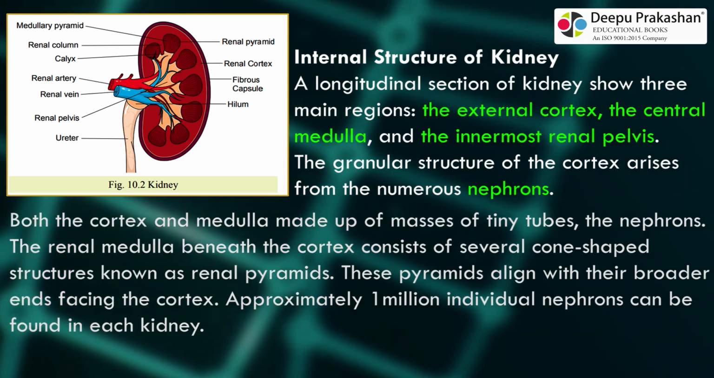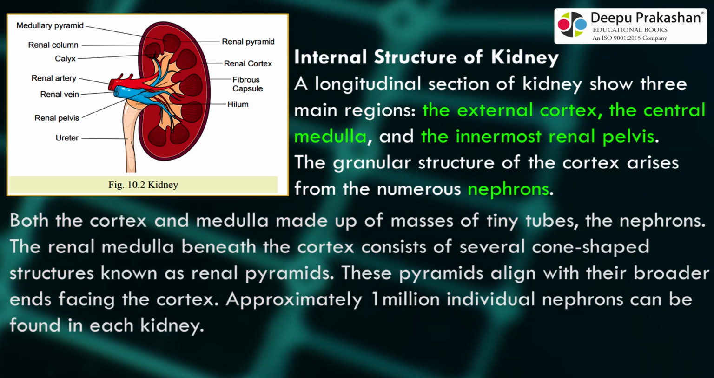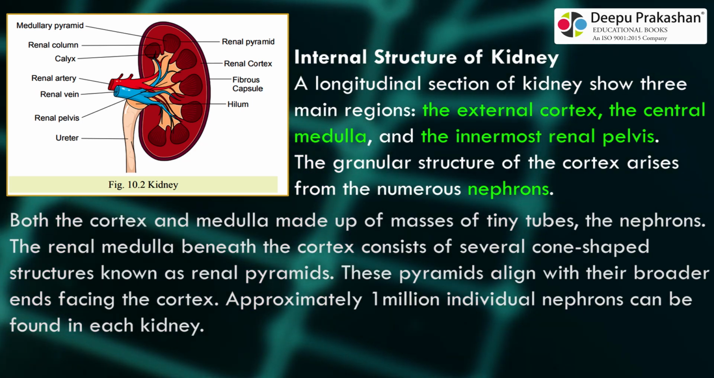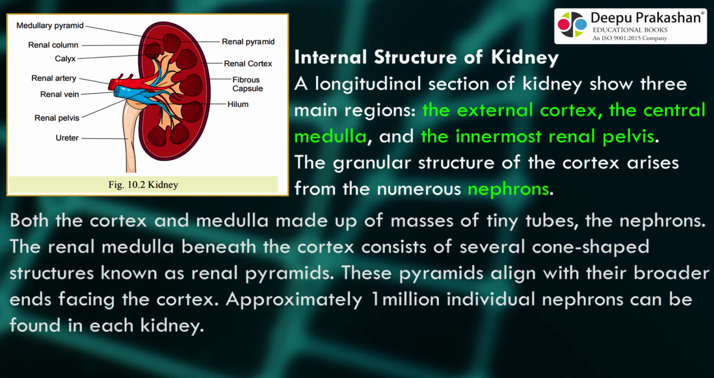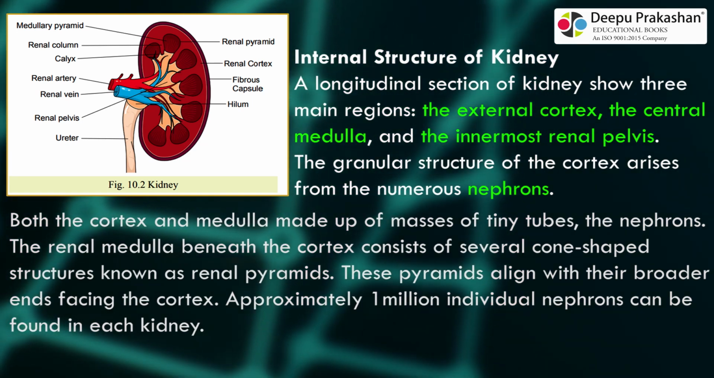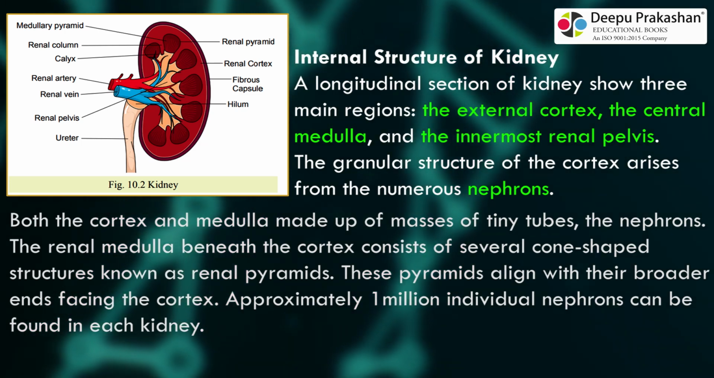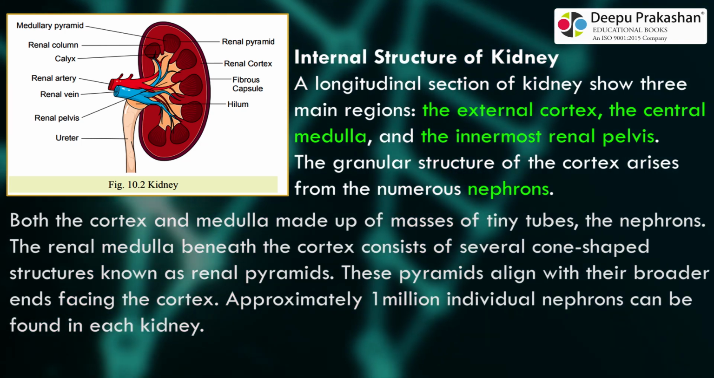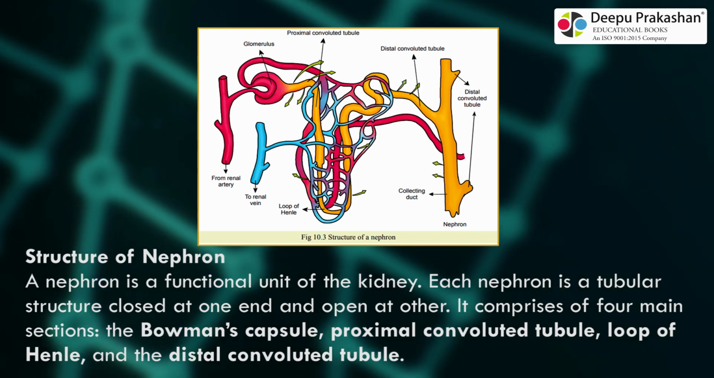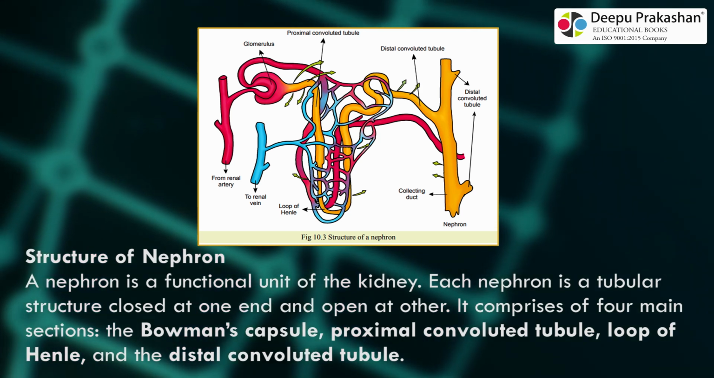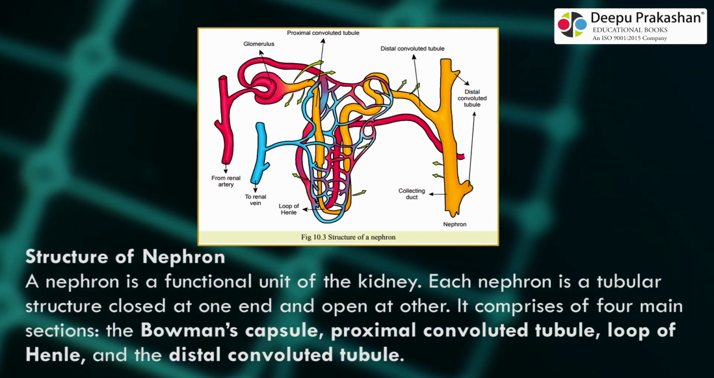The renal medulla beneath the cortex consists of several cone-shaped structures known as renal pyramids. These pyramids align with their broader ends facing the cortex. Approximately 1 million individual nephrons can be found in each kidney. Structure of nephron. A nephron is a functional unit of the kidney.